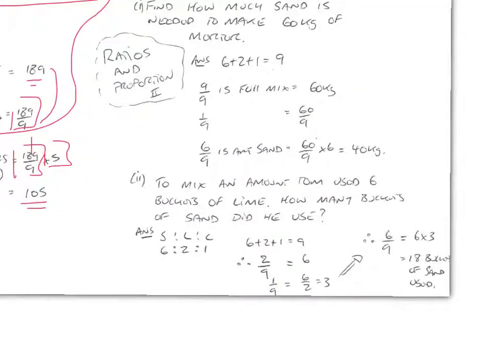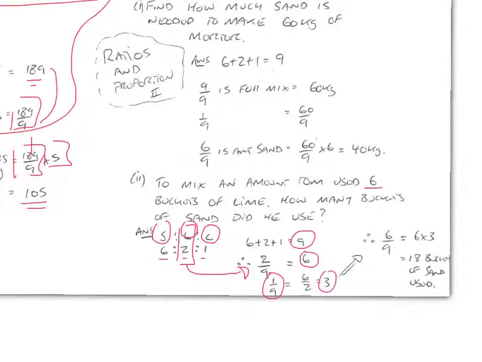And again, a similar question, just taken a bit further. To mix an amount, Tom used 6 buckets of lime. How many buckets of sand did he use? Well, the ratio sand is to lime is to cement is 6:2:1. Okay, number of parts is 9. He used 6 buckets of lime. So two parts of the mixture, 2/9 of the mixture was equal to 6. So we'll go find out what 1/9 is equal to. That's equal to, divide both sides by 2, 3.